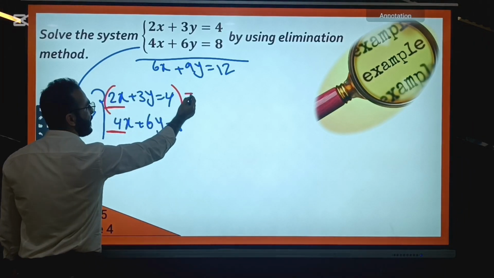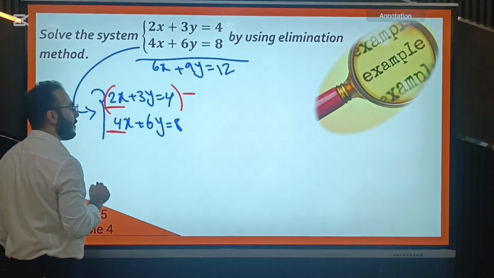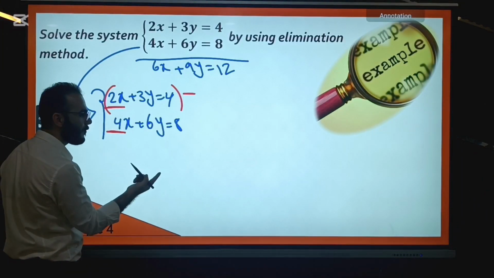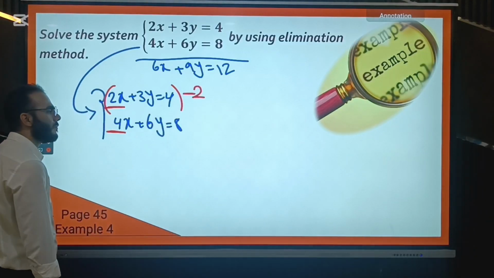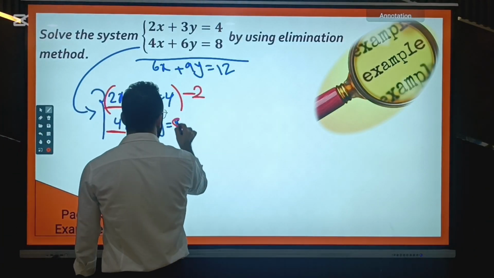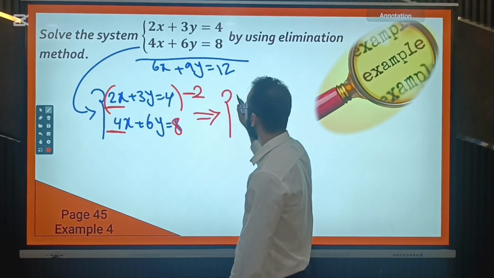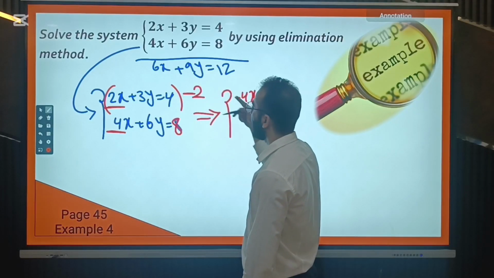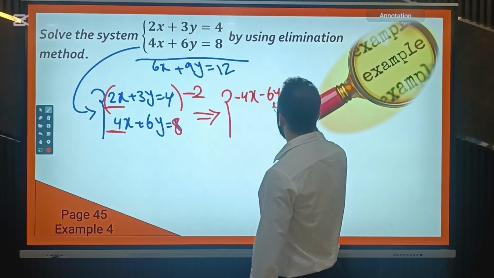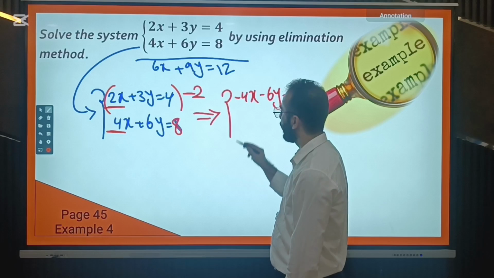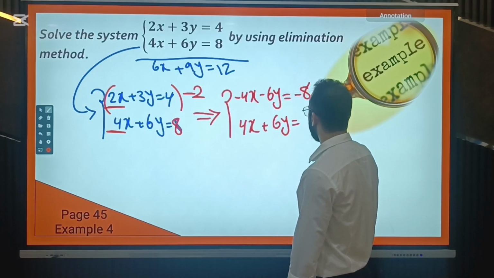The first one, of course, negative what? 2 times what is going to give us the opposite of 4? What is the opposite of 4? Negative 4. How can we make negative 4? By multiplying by negative 2. Here is 8, be careful. So the change would be in this way. Negative 2 times 2x is negative 4x. Negative 2 times 3y is negative 6y. And negative 2 times 8 is negative 16. Here we will rewrite this one: 4x plus 6y equals 8.